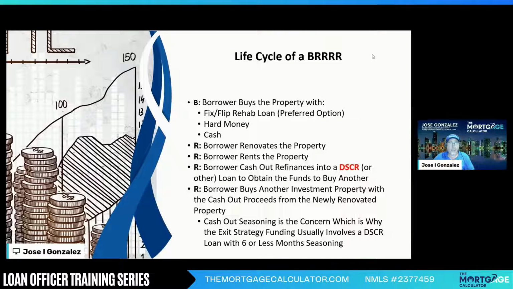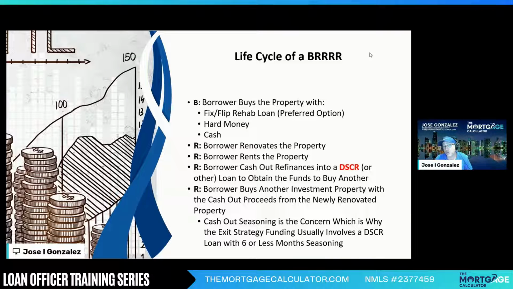So now breaking it down here a little bit, what is the life cycle of a BRRRR transaction? Well, so now we break it down here into the B, right? The borrower buys the property with either a fix and flip rehab loan, which is the preferred option, a hard money loan, or cash, right? The borrower then renovates the property, preferably if he used the fix and flip loan. It's really the only one that's going to allow the full BRRRR because now you're going to buy the property with that loan, renovate the property with the same loan.